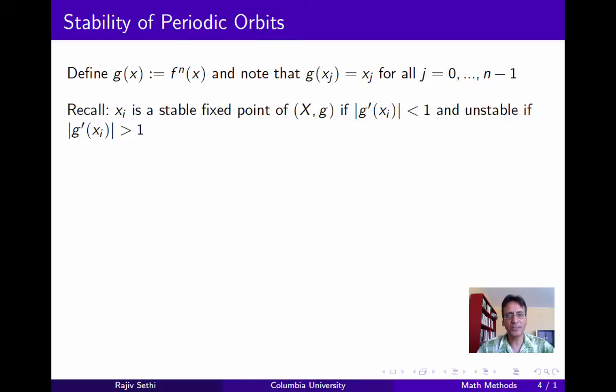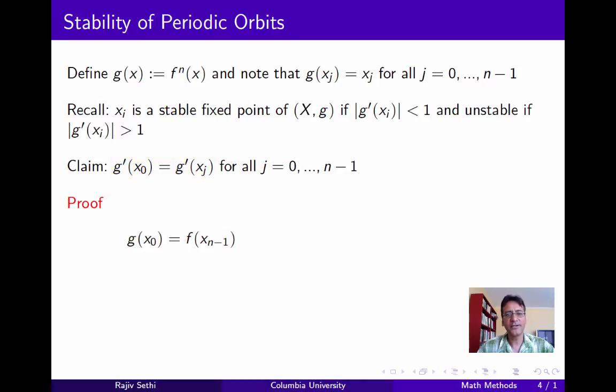But actually there's a simpler way to check for stability of orbits. We don't need to check this condition at every single point in the orbit. It's enough to just check it at the point x0, or in fact any other point. And this is because the slope of g at x0 is the same as the slope of g at x1 and at every other point in the orbit. And you can see this very easily as follows. Note that g(x0) is equal to x0, since x0 is a fixed point of g, and this in turn is equal to the image of x_{n-1} under f. And the image of x_{n-1} is just the image of x_{n-2} under f, and proceeding in this manner you get the expression shown on the slide.